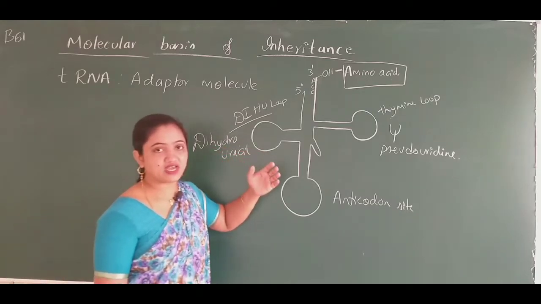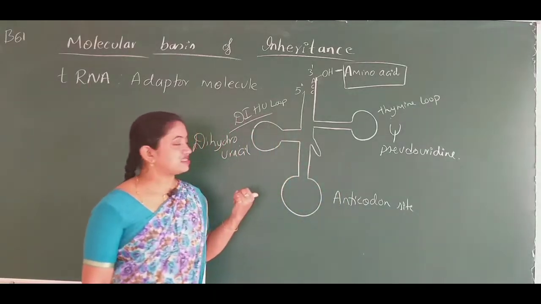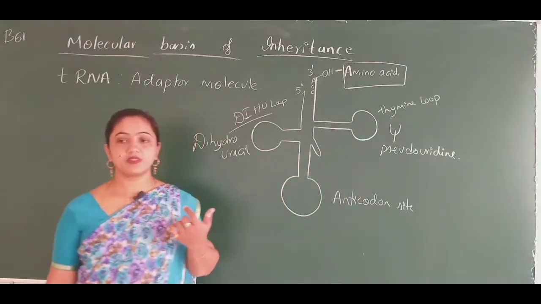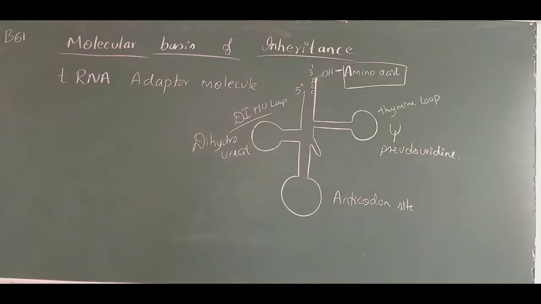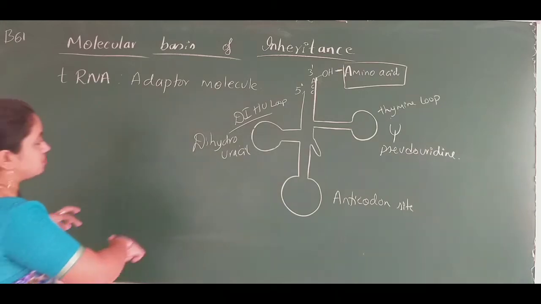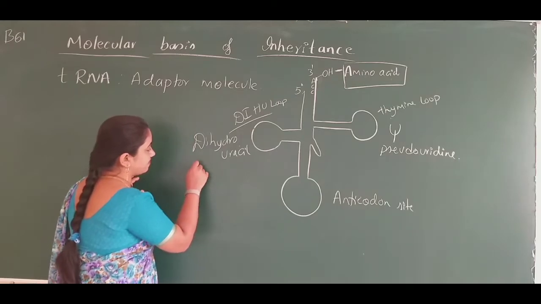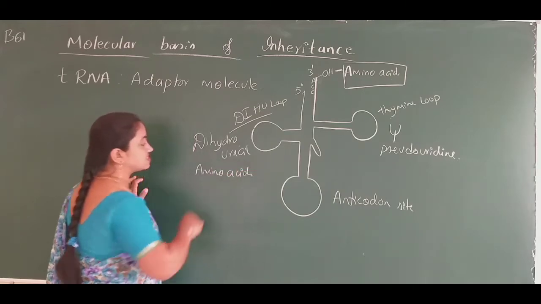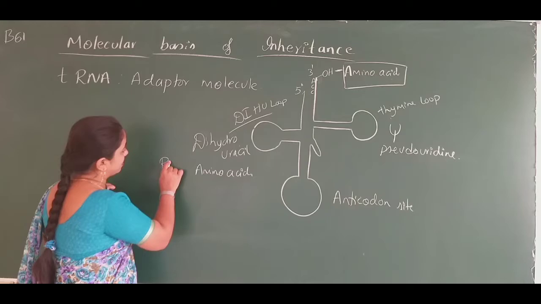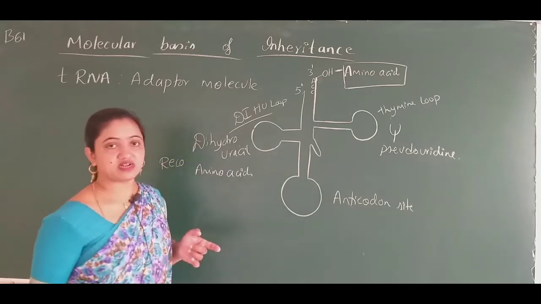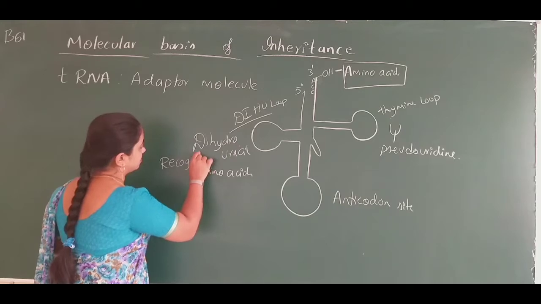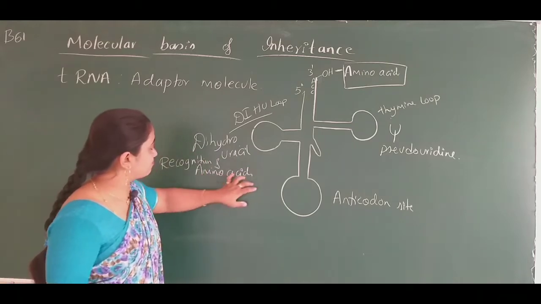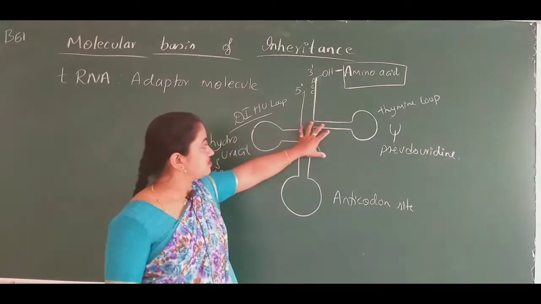What is the function of dihydrouracil? This uracil loop, or DHU loop, helps in the recognition of amino acid. So what is the use of recognition of amino acid? You'll come to know when I start the translation process. So this is what I have written here as the function of this arm.